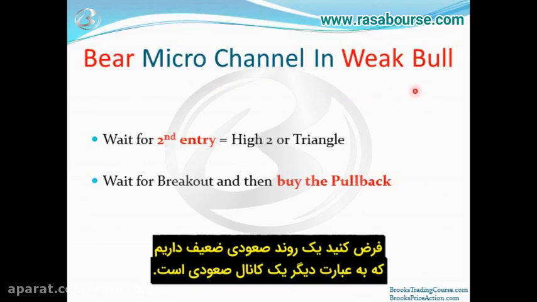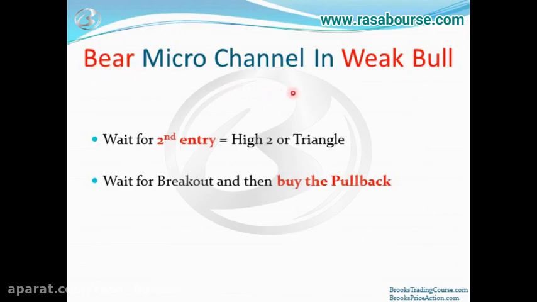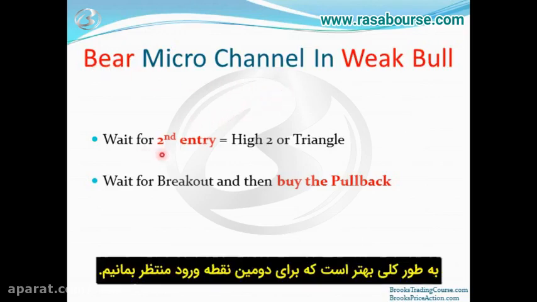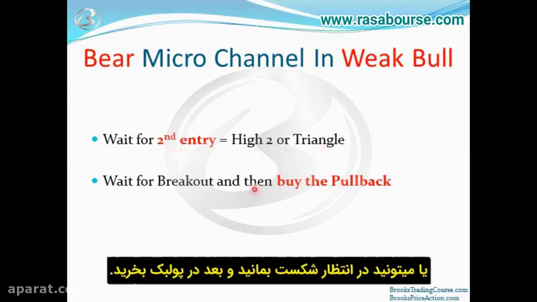Suppose you have a weak bull trend, in other words a bull channel, and within that weak bull trend you have a bear microchannel. In general, it's better to wait for a second entry, like a high 2 or a triangle. Or you can wait for the breakout and then buy the pullback.